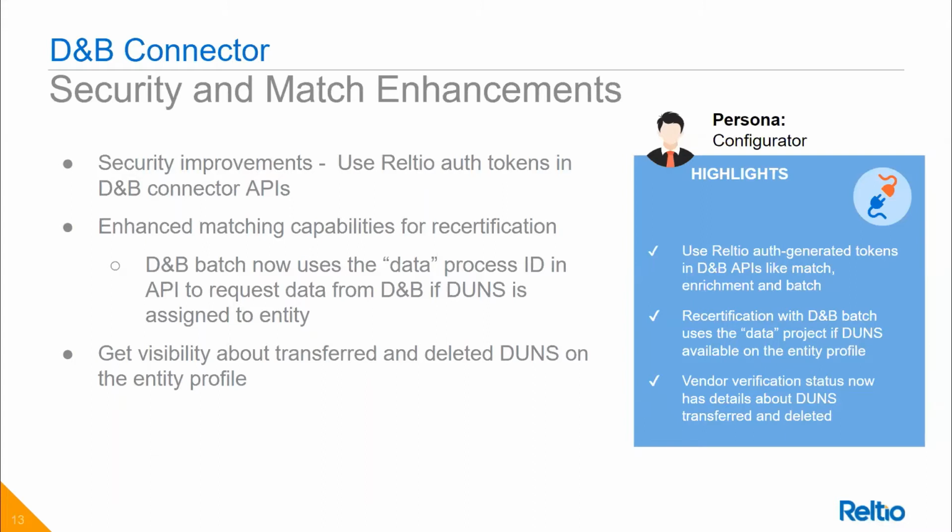This would avoid false positives when the match is performed using additional parameters like addresses along with the DUNS numbers. Additionally, the vendor verification status is also updated with the status returned from the DUNS response, basically whether the DUNS is transferred or the DUNS number is deleted, so that those statuses would also be applied on your data profile. So these are some of the enhancements on the DNB connector side.